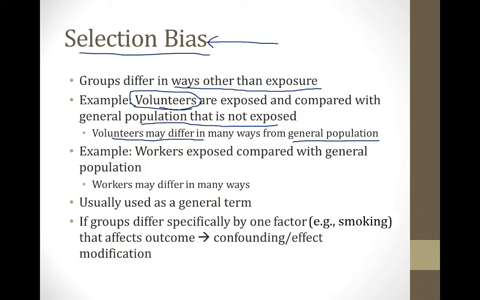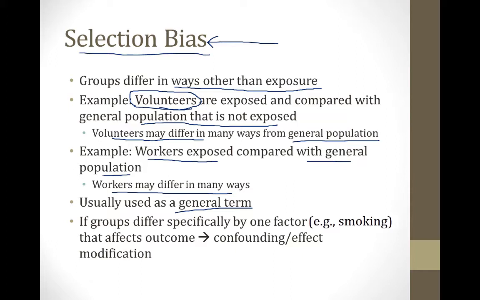Another form of selection bias is when workers who are exposed to some chemical are compared with the general population. This is often done to see whether workers in a chemical plant, for example, are getting sick. But the problem is the workers may be different in many ways from the general population. You can just use your imagination, but they may be younger or older, they may smoke more or less. There can be lots of different types of selection bias in a study like this. Usually when we say there's selection bias in a study, we're using it as a general term to say that the groups differ in some way other than exposure.